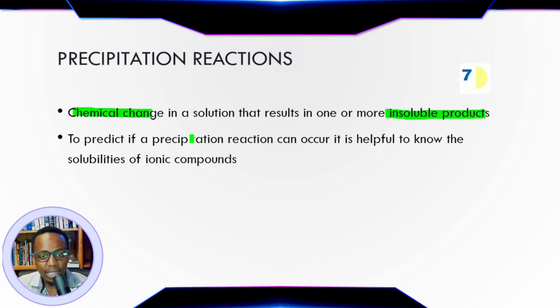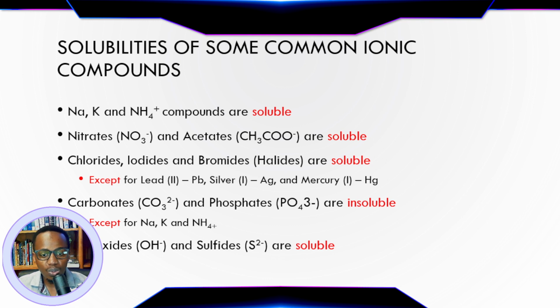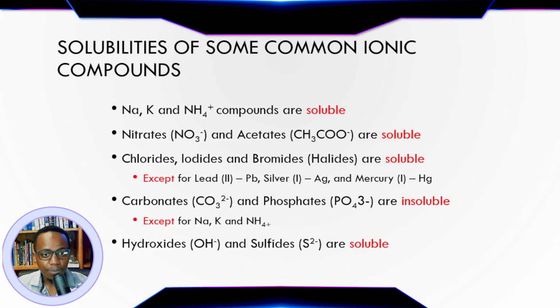But before you do it in the lab, we should know how to predict whether a precipitation is going to occur or not, right? We need to know that. And there's no way around it. We just have some general rules about precipitation. So if a compound has sodium, potassium, or ammonium in it, it's going to be soluble. And if it's soluble, there won't be any precipitates, right?